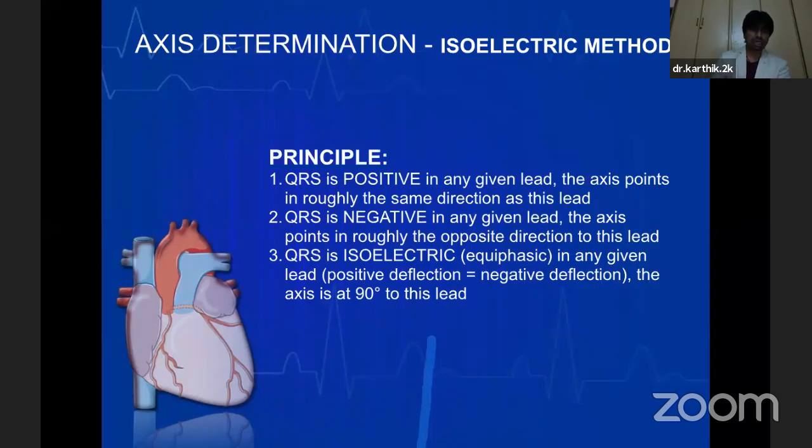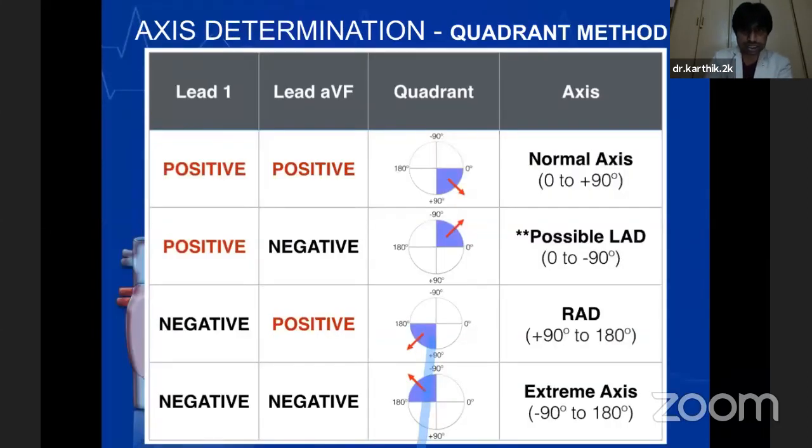spending more and more time determining the axis. You can just quickly jump in and say, okay, this is falling in the normal axis range, or this is falling in the abnormal axis range. If the QRS is negative in any given lead, the axis is roughly in the opposite direction to this lead. So that's what I showed you in the previous illustration. When both were positive, they were within the normal axis, but even with one negative, it was moving towards the other axis, as you can see here.